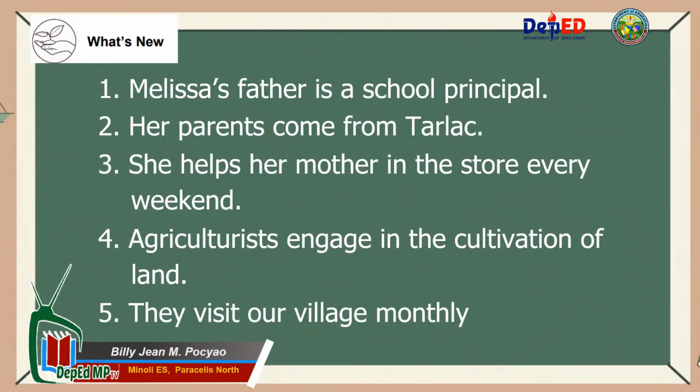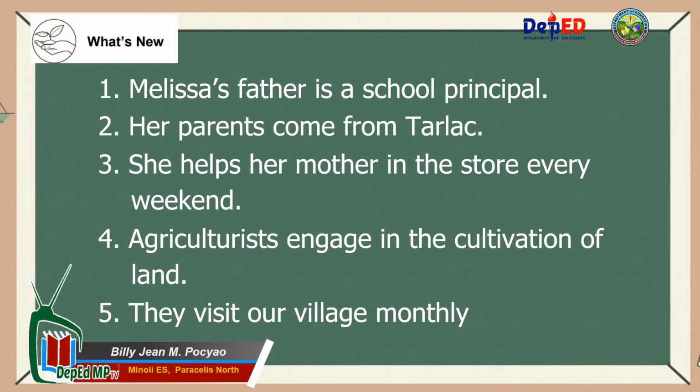Number 1. Melissa's father is a school principal. Number 2. Her parents come from Tarlac. Number 3. She helps her mother in the store every weekend. Number 4. Agriculturists engage in the cultivation of land. Number 5. They visit our village monthly.